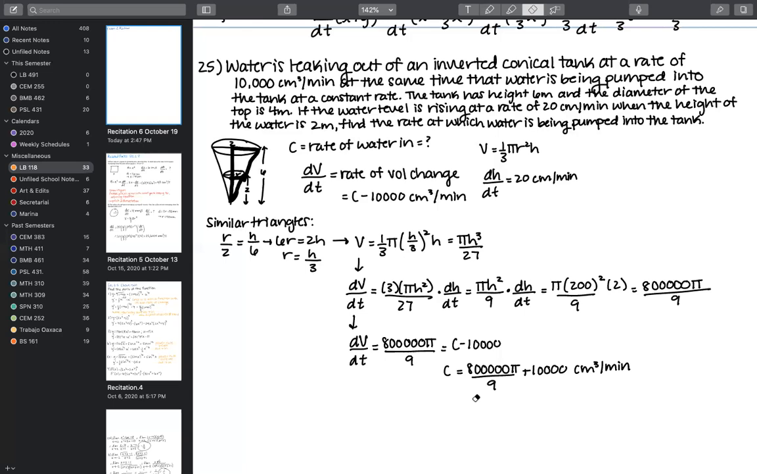Any questions? Okay, so I kind of got confused where it says the similar triangles. You did r over 2 equals h over 6. Wouldn't it be 6 over 2 equals h over r? I believe you'd get the same answer for that, wouldn't you?